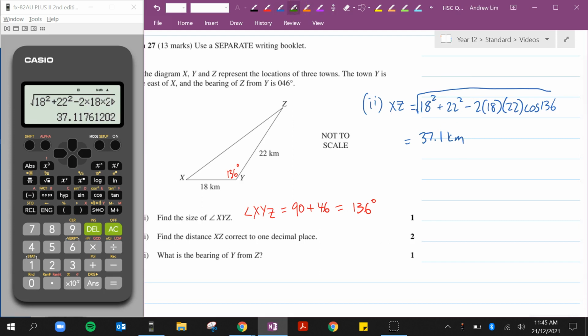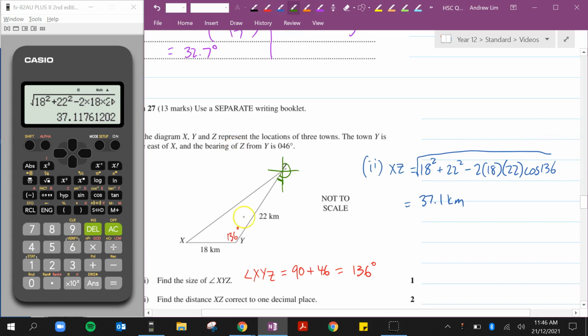Alright, and part 3. What is the bearing of Y from Z? From Z means we're starting north of Z, clockwise direction until we hit the line for Y. So really what we need to do is work out this angle here, and then we can do 180 plus that. Okay, well before we worked out that this here is 46, so therefore this has to be 46 because alternate angles are equal on parallel lines. So the bearing for part 3 from Z is 180 plus the 46, which is 226 degrees.